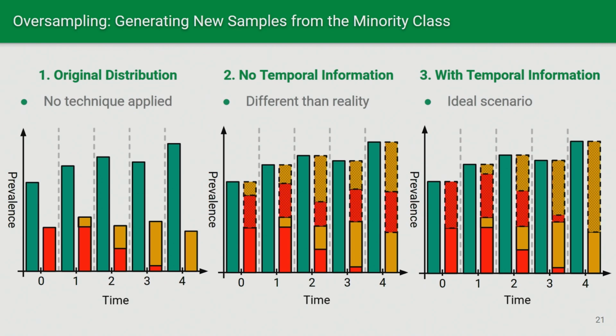In an ideal scenario, where we consider the temporal information, the oversampling technique should consider subclasses when generating new instances, maintaining the original dataset proportion by using the temporal information, as we can see again in figure 3.